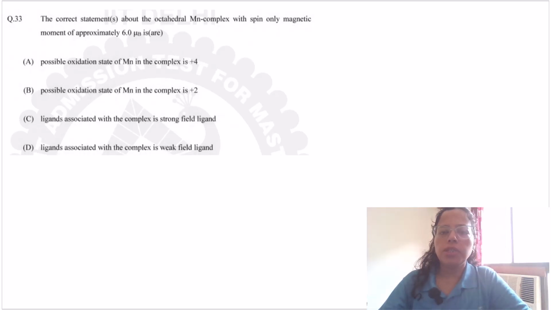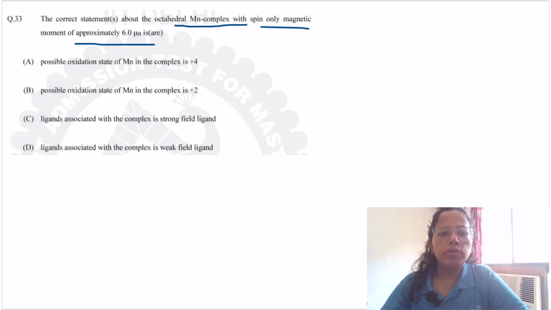Today we have a question which was asked in the IIT Joint Admission Test for Masters, that is the JAM entrance examination. The question asks for the correct statements about the octahedral manganese complex with a spin-only magnetic moment of approximately 6 Bohr magnetons. In the options we have to predict the possible oxidation state of manganese and whether the ligands associated with this complex are weak field or strong field. So we have only the spin-only magnetic moment value.